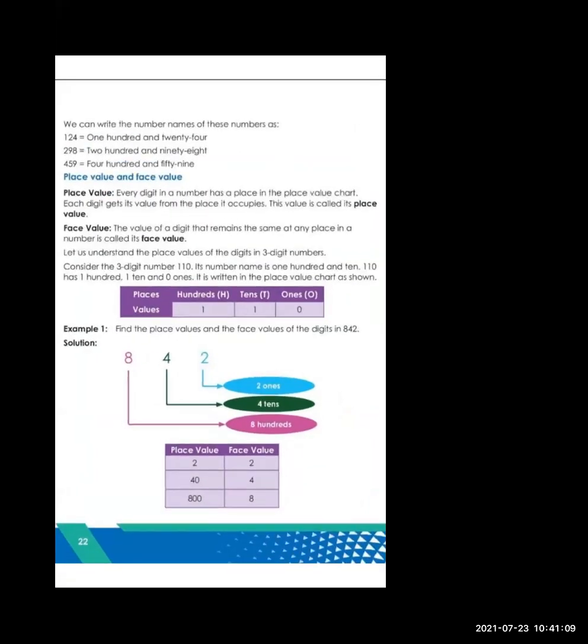What is the place value? Place value means what? Every digit in a number has a place. Whichever digit it is, 1-digit, 2-digit, 3-digit, 4-digit, whichever digit numbers we have, each has its place. So it is called place value. Each digit gets its value from the place it occupies. Like ones is a place, tens is also a place, hundreds, 1000, 10,000, lakh, millions, crores. These are all the places of the digits.